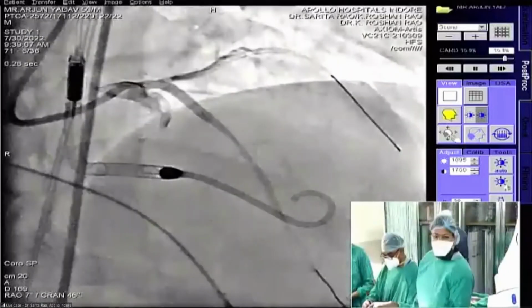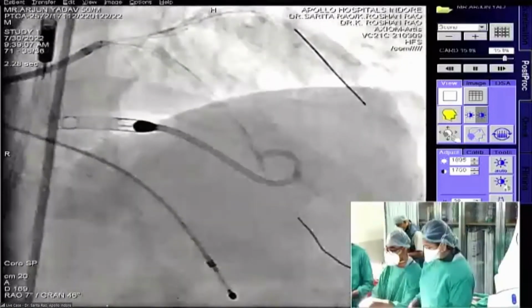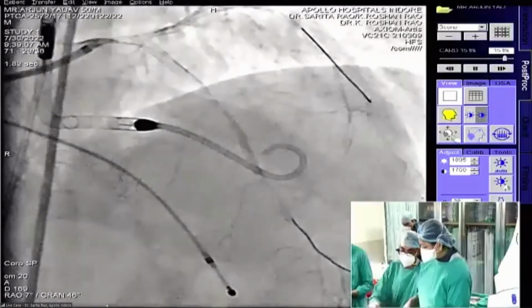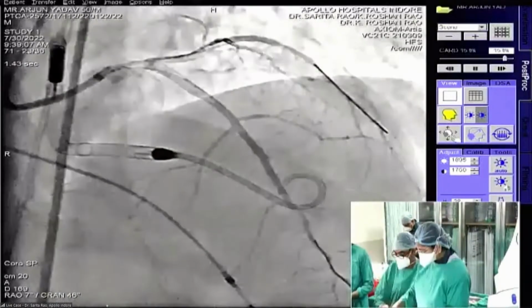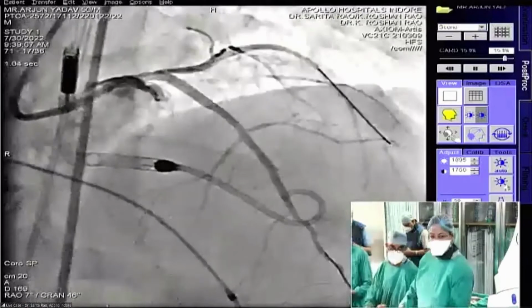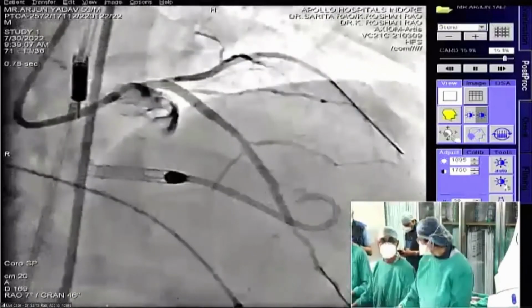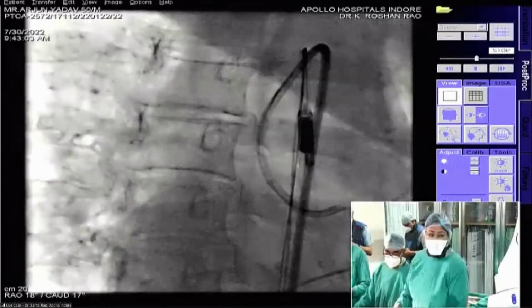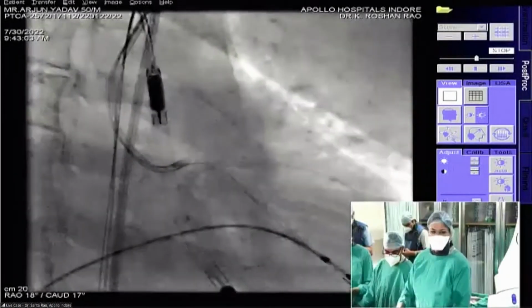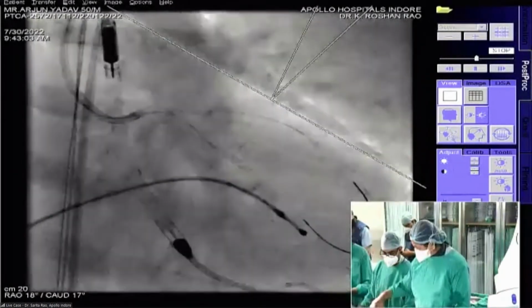We're taking a 4.5 by 6. That's the problem madam is facing in the lab: many times you don't have a 6 mm short balloon. And even 6 mm could sometimes become big for a very short left main. We have a 6 mm balloon. Okay, madam, go ahead and do that. So we are taking the 4.5 by 6.